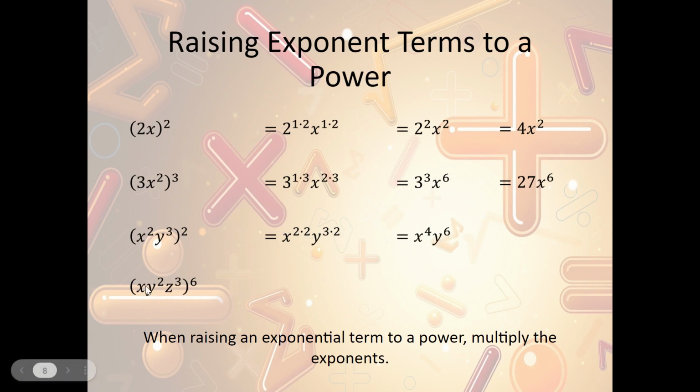Now we have x, y squared, z cubed to the 6th. So we're just going to multiply each of the exponents by 6. So we get x to the 1st times 6, and y to the 2nd times 6, and z to the 3rd times 6. And we're just going to multiply these out. So 1 times 6 is 6, 2 times 6 is 12, and 3 times 6 is 18. So we should get x to the 6th, y to the 12th, z to the 18th.